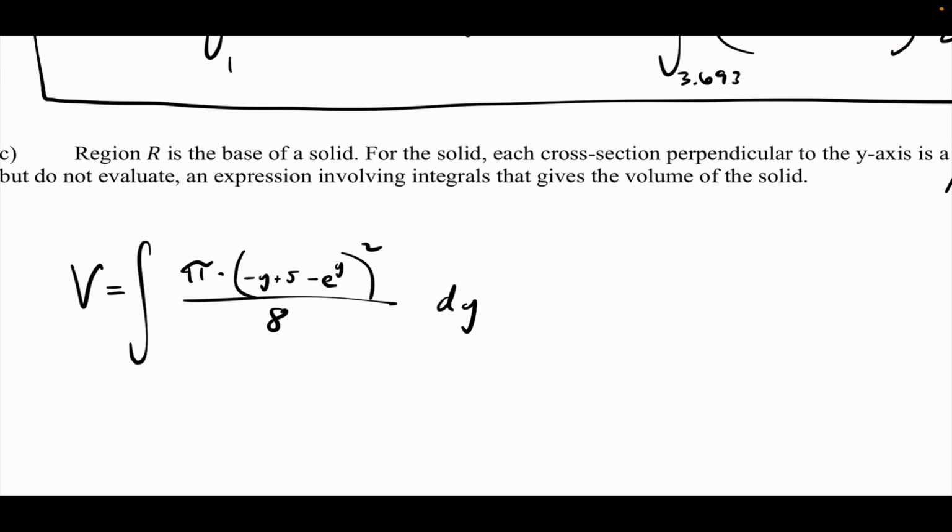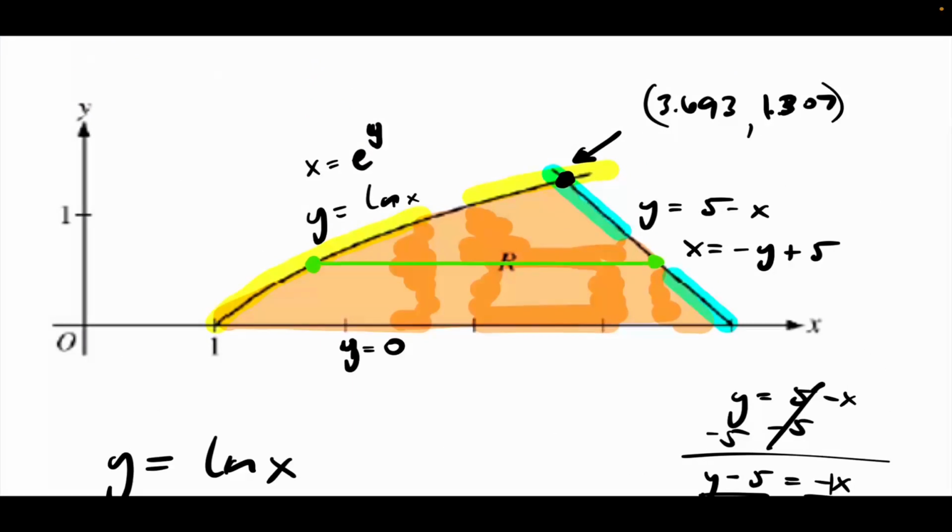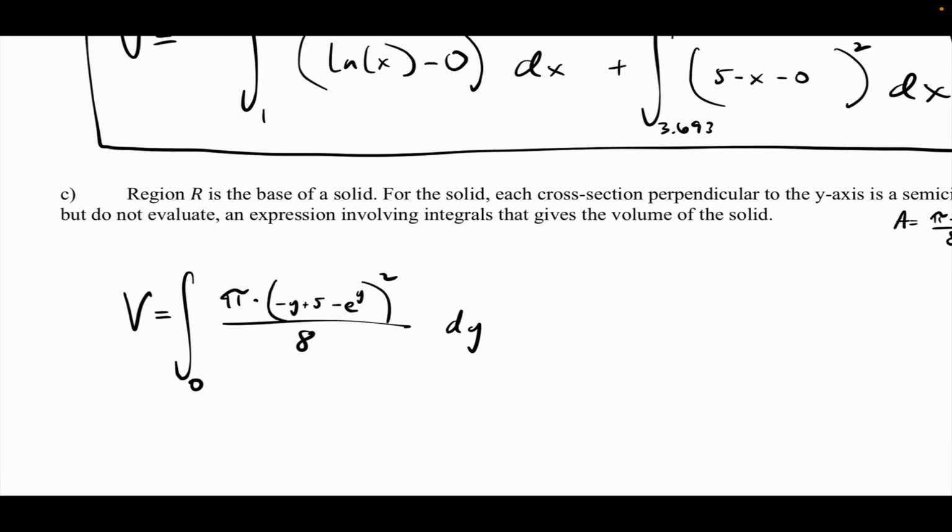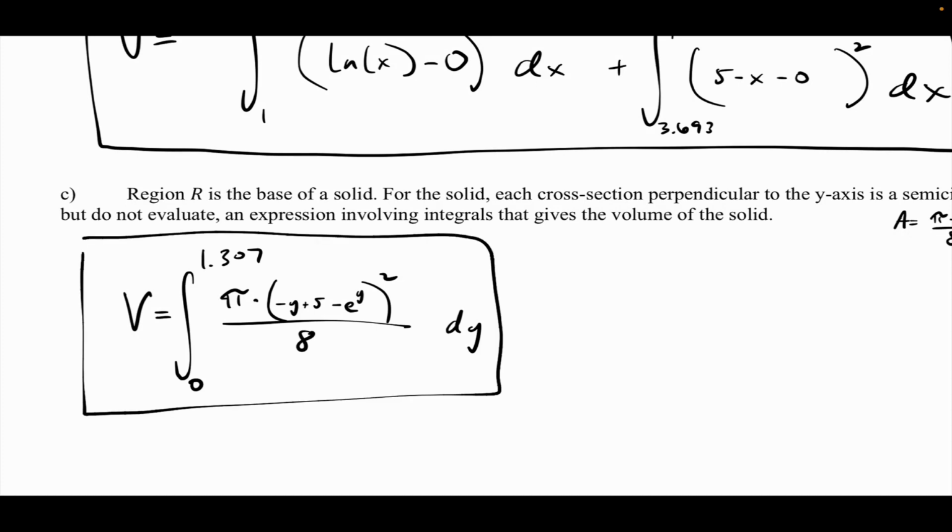All right. Last thing, I need the bounds. Since it's dy, the bounds go from top to bottom. So the bottom would be 0, right? The bottom of this shaded part is 0, the x-axis. And it goes up to that black dot, 1.307. Done.